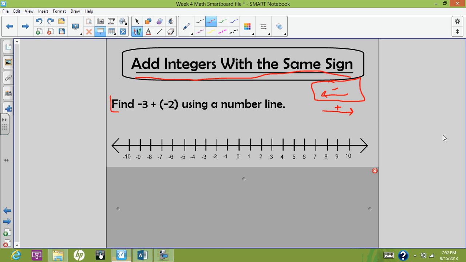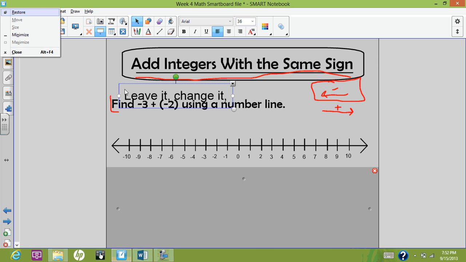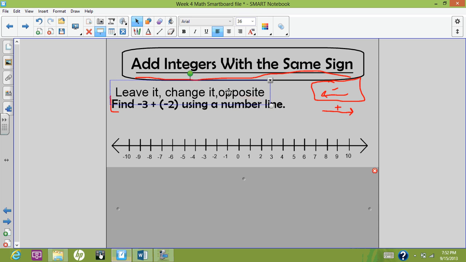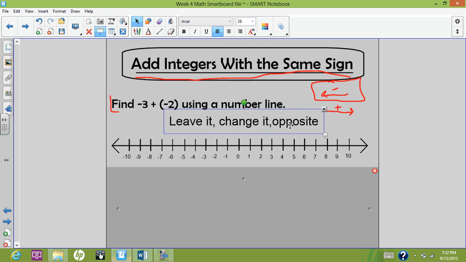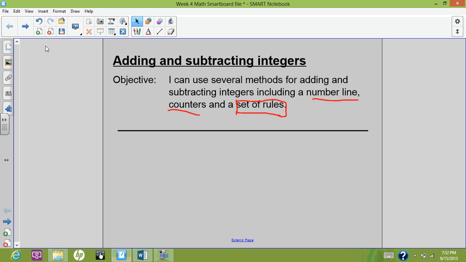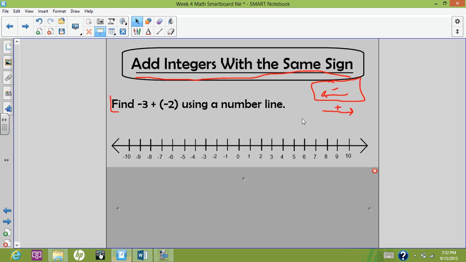So what I need you to remember to do is anytime you see a subtraction problem, I need you to change the subtraction to addition by using that method that we talked about. We talked about this last week. Leave it, change it, whoopsie, sorry. Leave it, change it, opposite. Okay? We leave the first number the same, change subtraction to addition. This is an addition problem, so we wouldn't do that, but I just want to refresh for you. And then take the opposite of the second number. So these rules for what direction you go on the number line only work if you are dealing with addition. So change subtraction to addition.